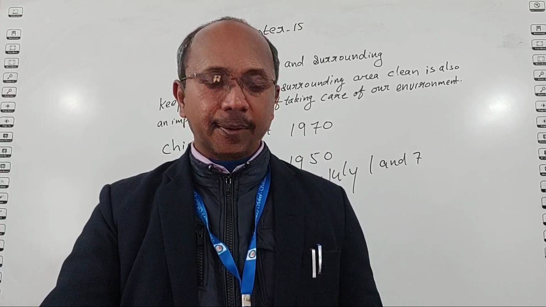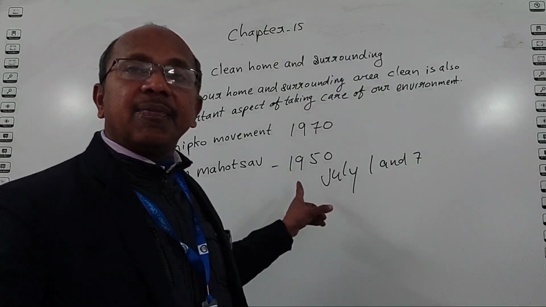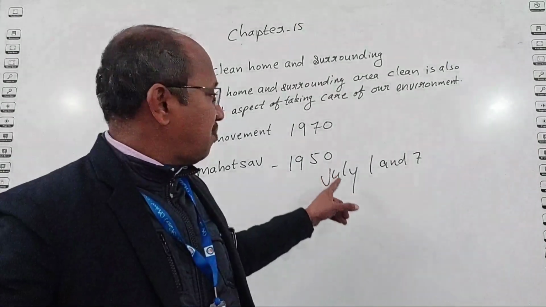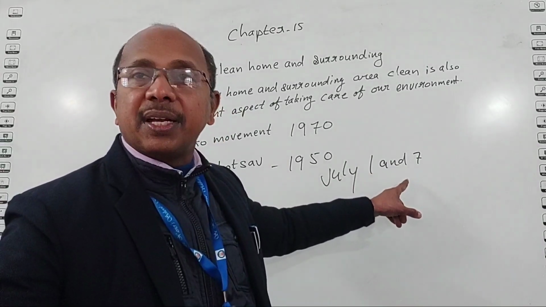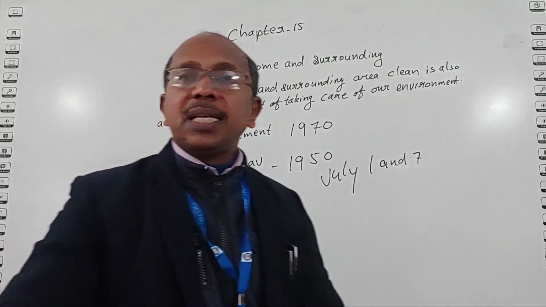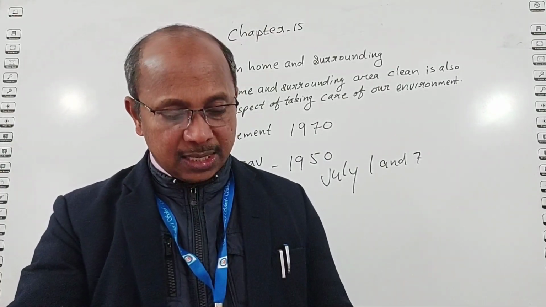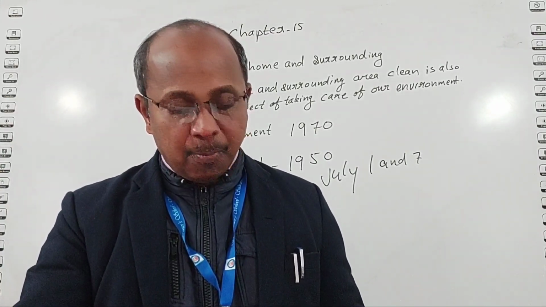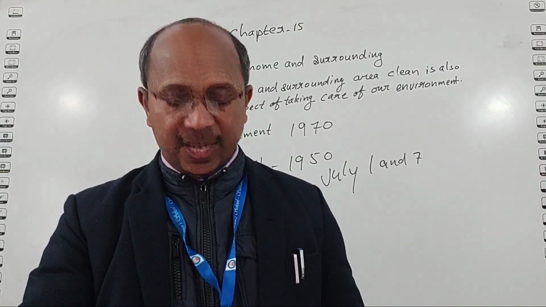Vana Mahotsava, I am telling once again. Listen, all of you. It was started in which year? 1950. It is in the month of July, 1 to 7. The main aim of the Vana Mahotsava was to plant more trees and to save our environment.